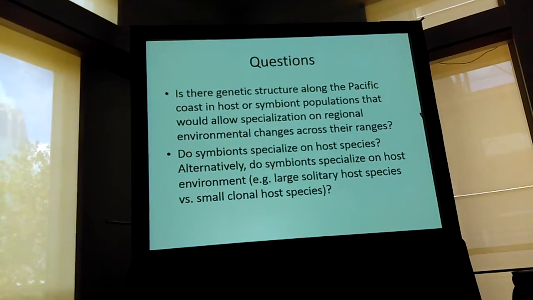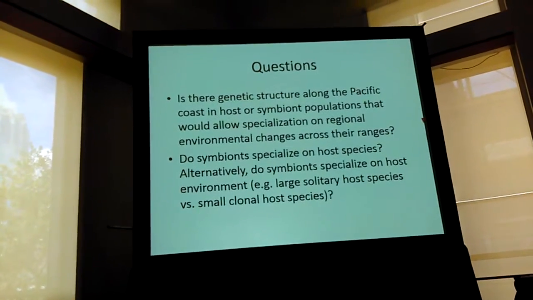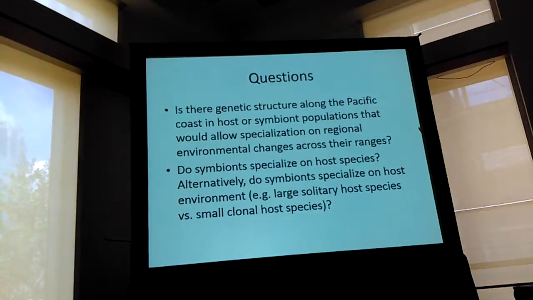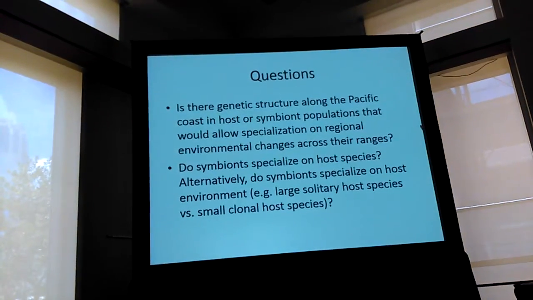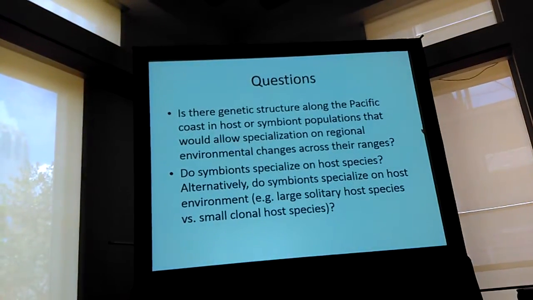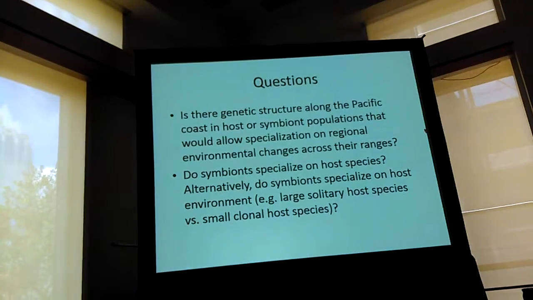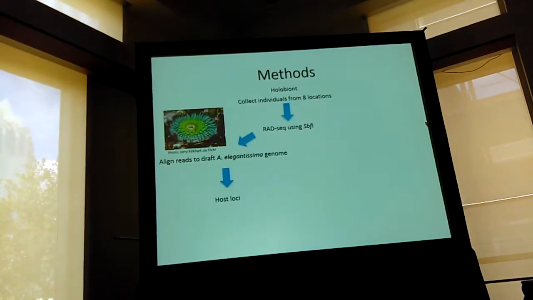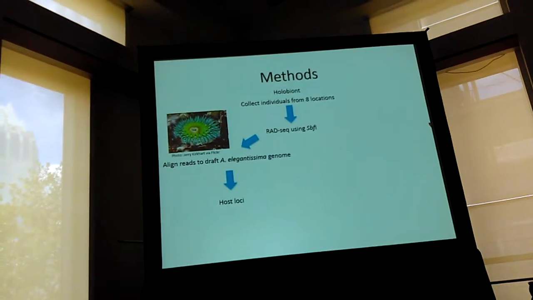So for instance, maybe symbionts in those large solitary polyps tend to look more similar because those large solitary polyps are providing a similar environment. Or maybe they're just specializing on the lineage and there's no actual indication that the environment the host is providing matters to them.